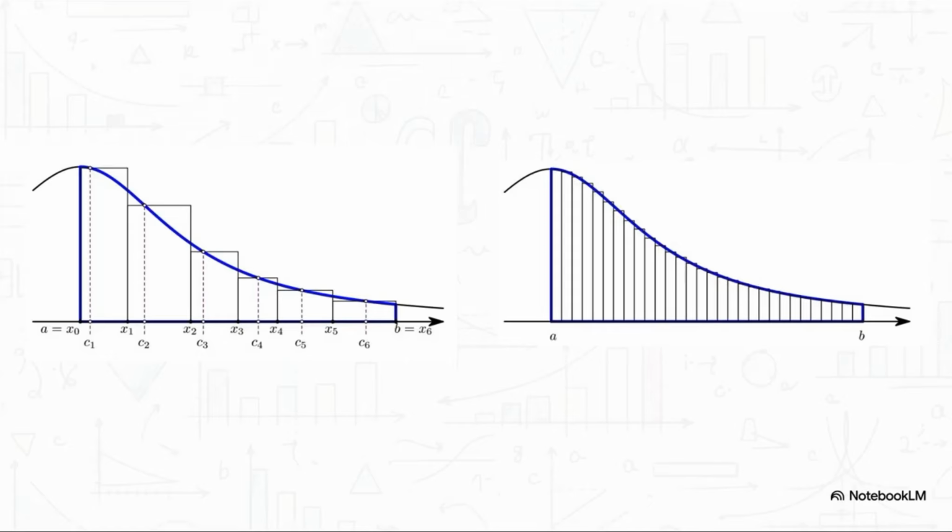And you can see that exact idea playing out right here. Look at the picture on the left. With just a few fat rectangles, our estimate is, well, it's pretty clumsy. You've got all those choppy bits sticking out and big gaps missing. But now, look at the right. When we use a ton of super thin rectangles, they start to hug that curve almost perfectly. The total area of all those skinny rectangles gets unbelievably close to the real area.